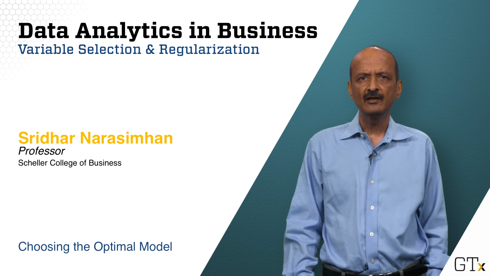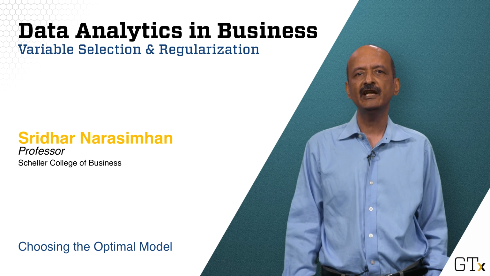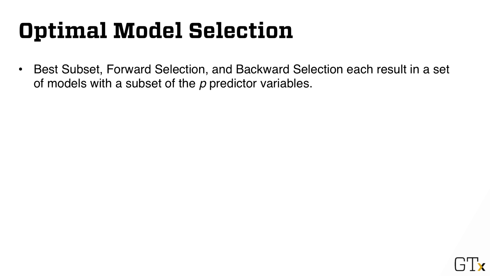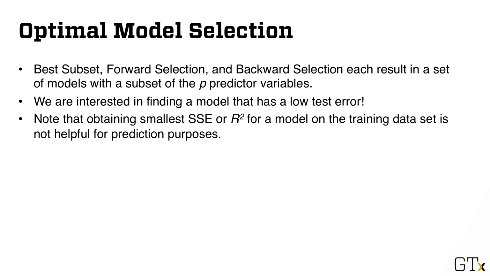In this lesson, we are going to see how to choose the optimal model using training data only. Optimal model selection is useful in best subset, forward selection and backward selection to pick the best model there. And you know that these methods each result in a set of models with a subset of the p predictor variables. As we discussed earlier, we are interested in finding a model that has a low test error.